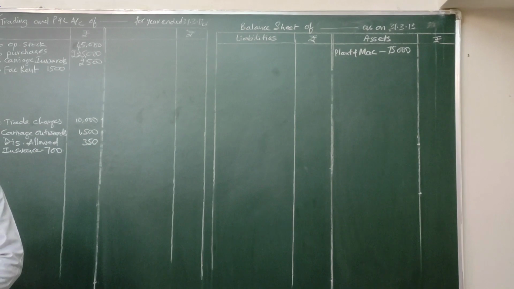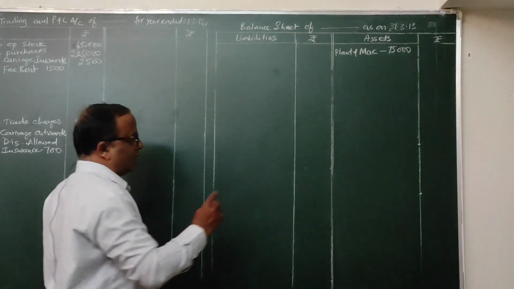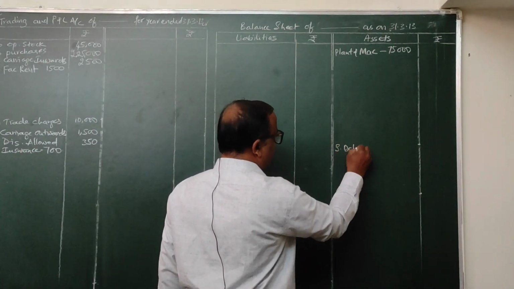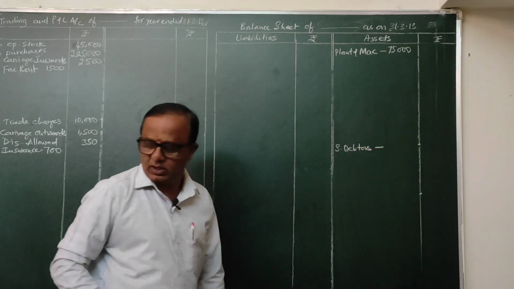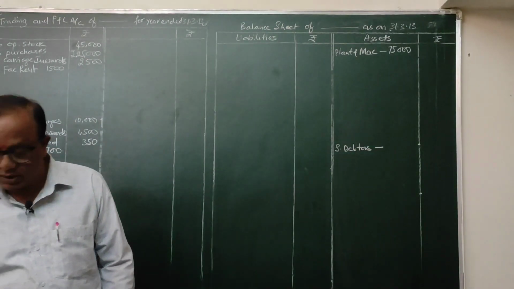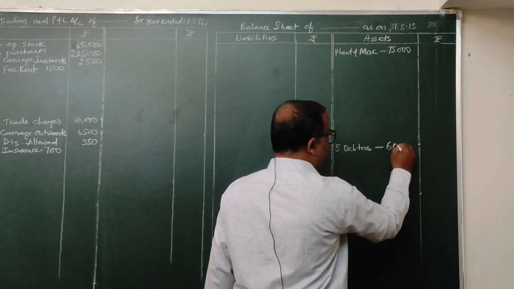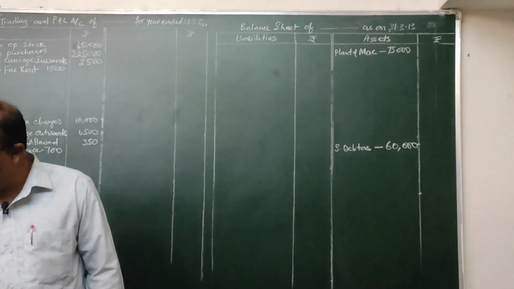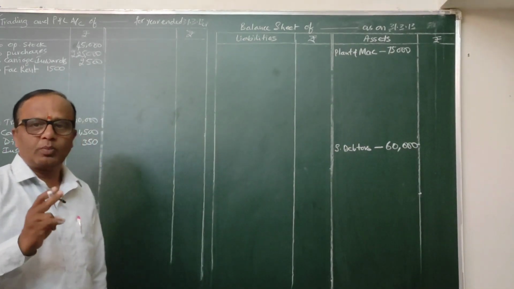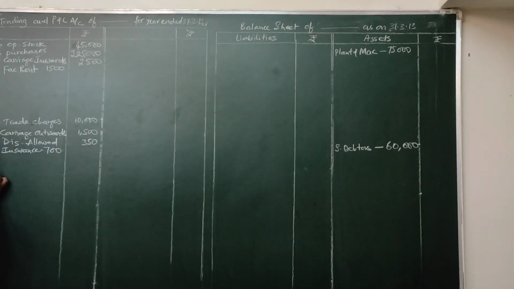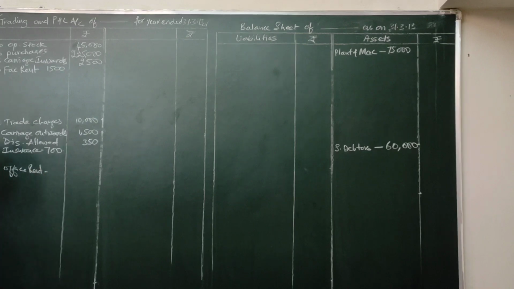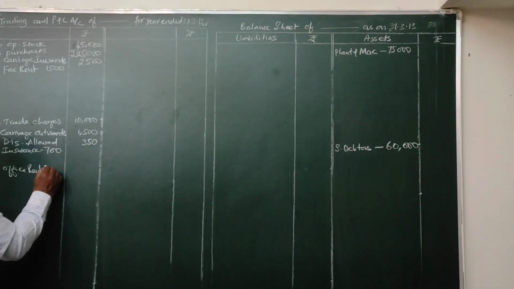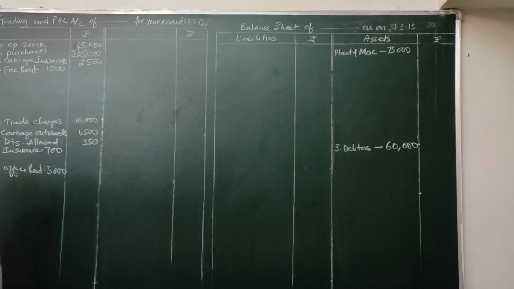Then again sundry debtors. Sundry debtors is an asset. Take sundry debtors in the inner column because we are having some adjustment for this. Sundry debtors given are 60,000. So 60,000 in the inner column. Then after sundry debtors, office rent. Office rent is an indirect expenditure, profit and loss account debit side. For office rent also we are having adjustment. So let's take this also in the inner column. It is 3000.